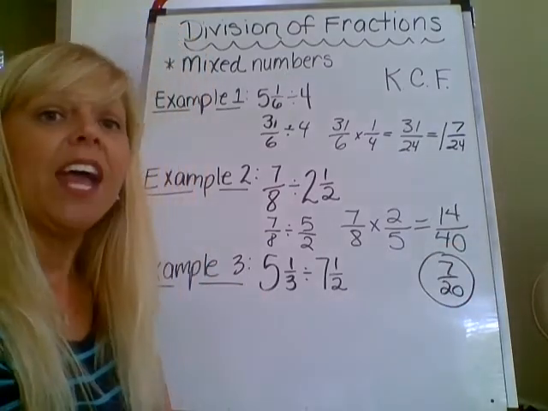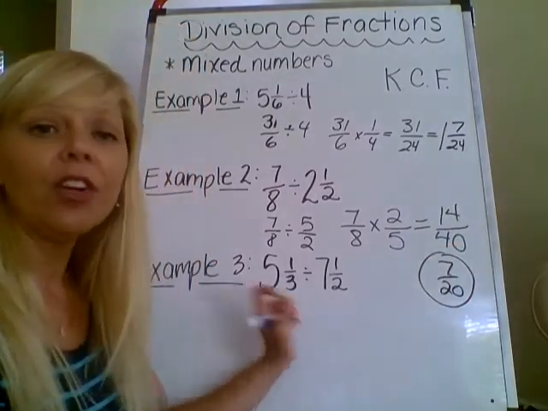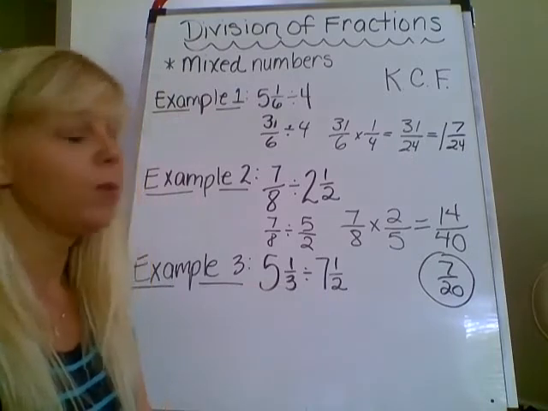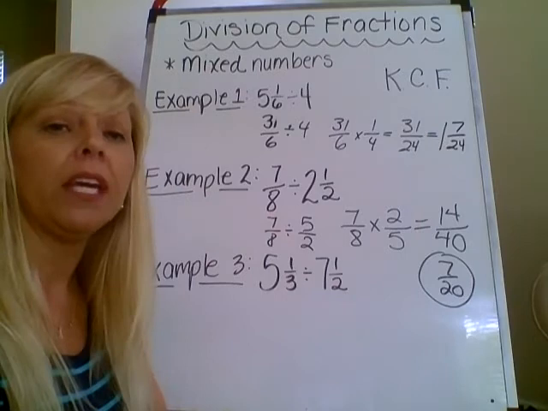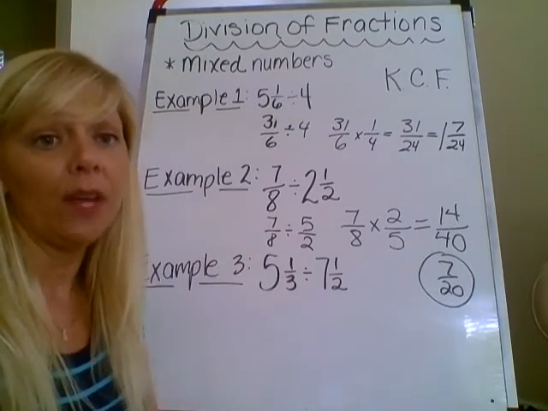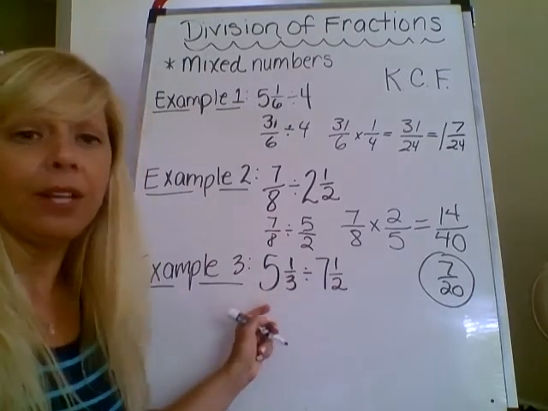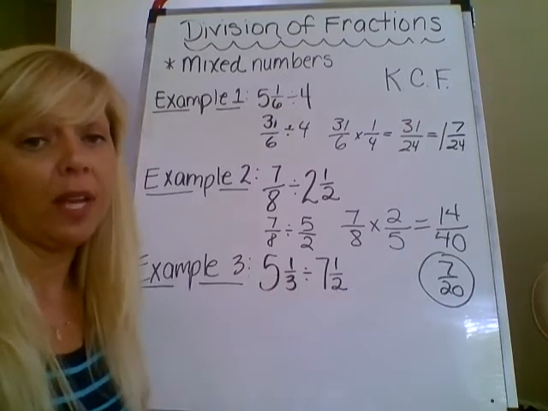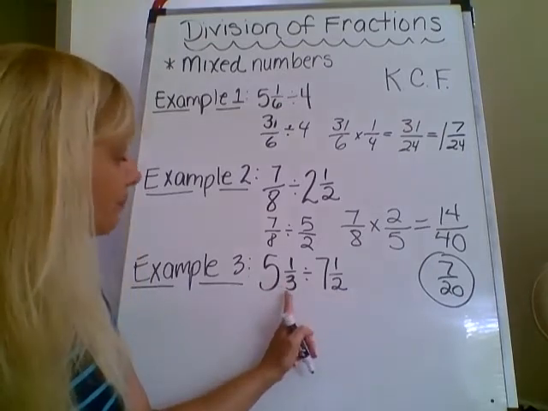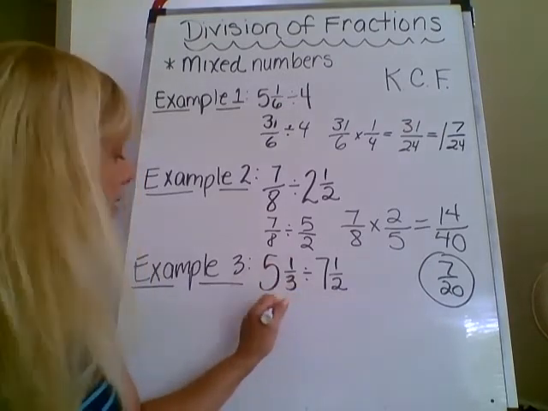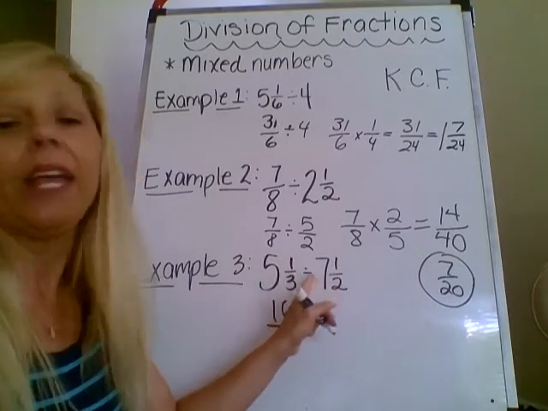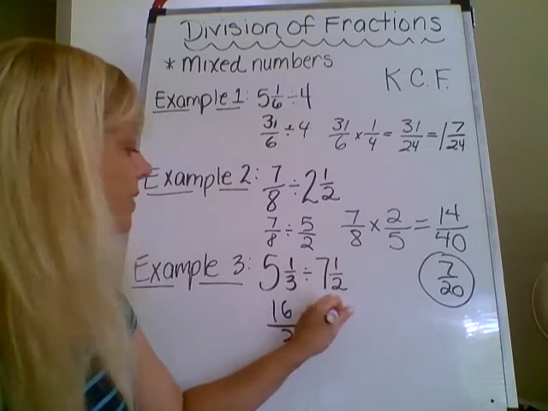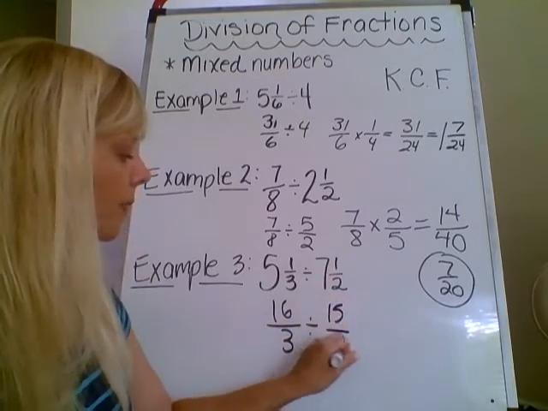Okay. All right, now I have 5 1/3 divided by 7 1/2. So again, I have a smaller number being divided by a bigger number, so my number is going to be a little lower than 1. Again, I need to change both of these now into improper fractions. So 5 times 3 plus 1 is 16/3. And 2 times 7 plus 1 is 15 over 2.